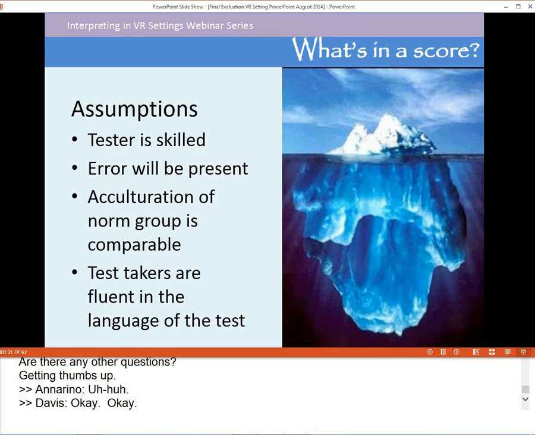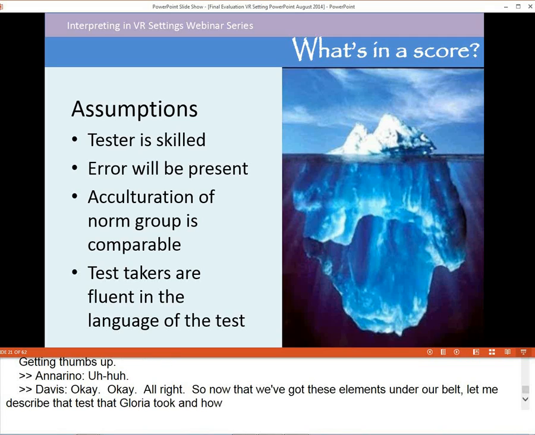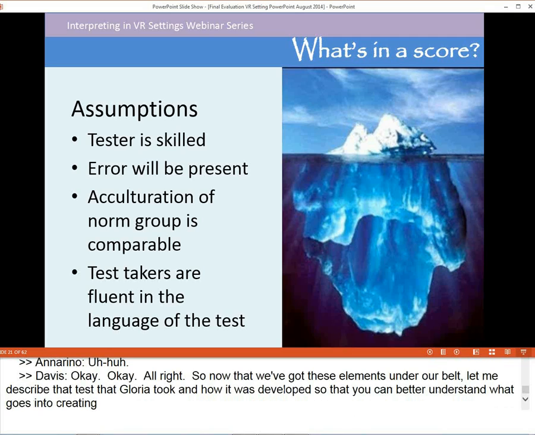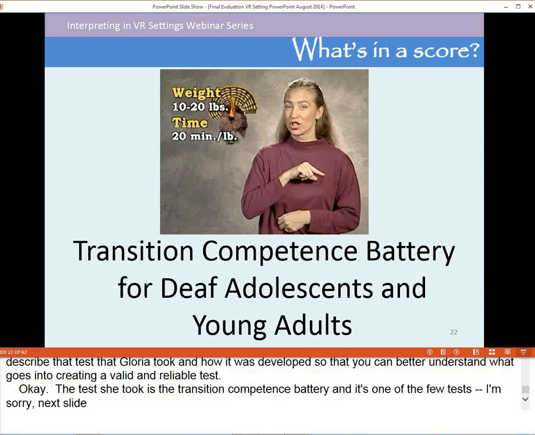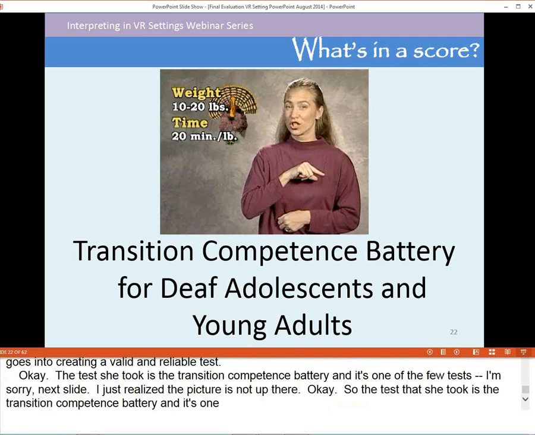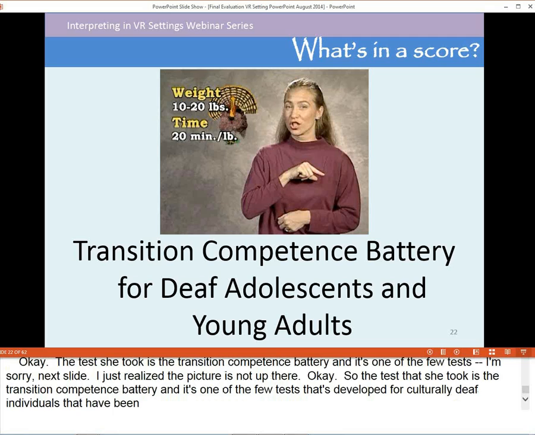All right. So now that we've got these elements under our belt, let me describe that test that Gloria took and how it was developed so that you can better understand what goes into creating a valid and reliable test. Okay? The test you took is the Transition Competence Battery, and it's one of the few tests, oh, I'm sorry, next slide. I just realized the picture is not up there. Okay. So the test that she took is the Transition Competence Battery, and it's one of the few tests that's developed for culturally deaf individuals that has been normed and standardized on a deaf target group. And I was lucky enough to be part of that process.